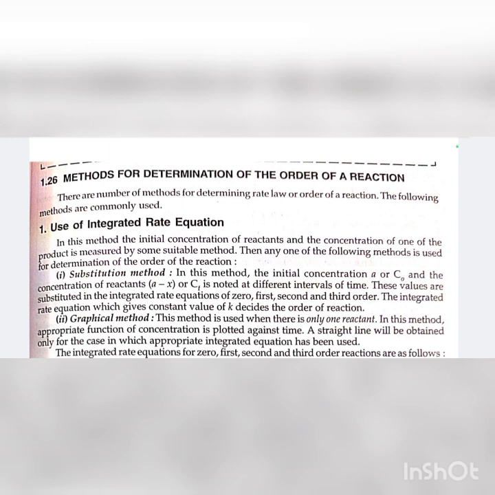Then any one of the following methods is used for the determination of order of the reaction. First is the substitution method. In this method, the initial concentration a or C naught and the concentration of the reactant a minus x or Ct is noted at different intervals of time. These values are substituted in the integrated rate equation of zero, first, second and third order. The integrated rate equation which gives a constant value of k decides the order of the reaction.